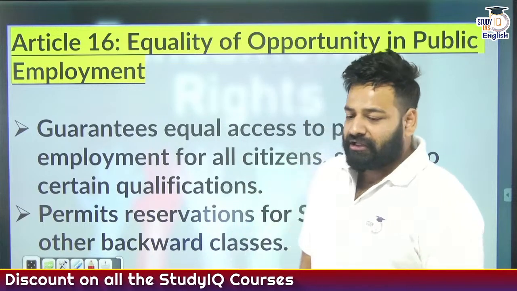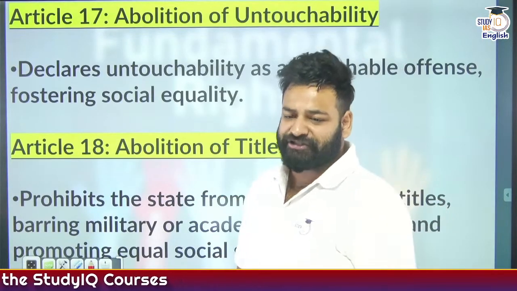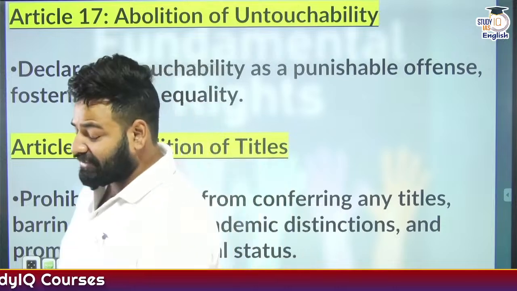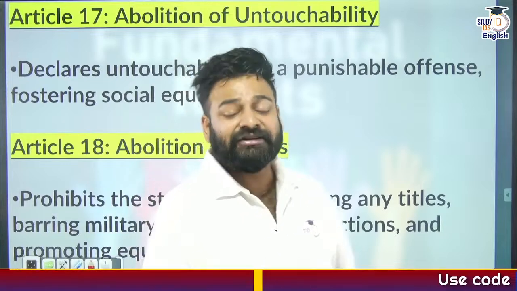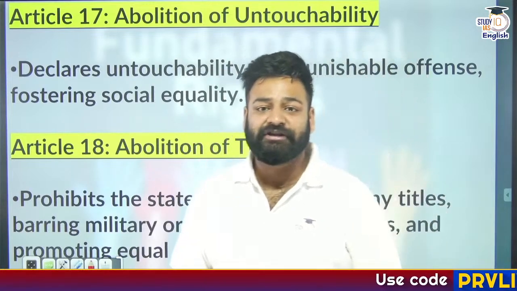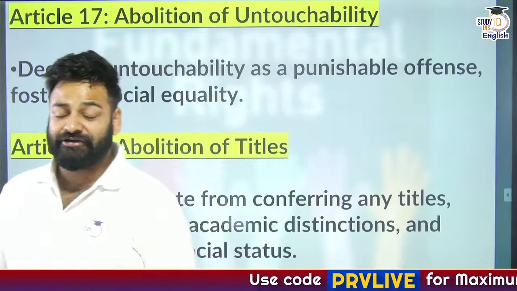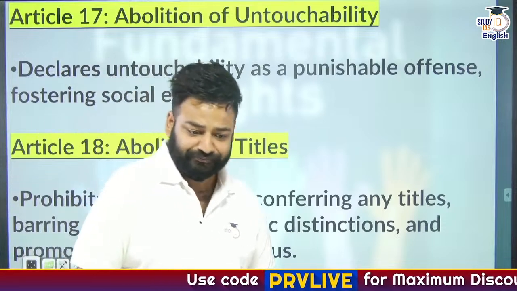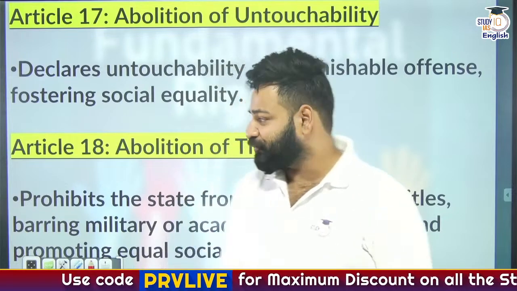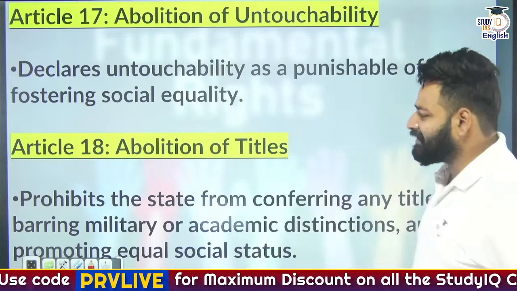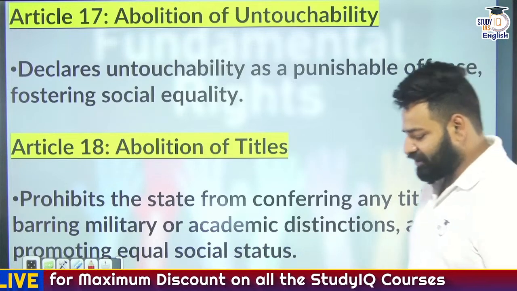Okay. So next, Article 17, abolition of untouchability. It actually disables untouchability in every form, and it also declares the practice of untouchability as a punishable offence under the Civil Liberties Act of 1955. Then comes next, Article 18, abolition of titles. It prohibits the state from conferring any titles, barring military or academic distinctions, and promotes equal social status.